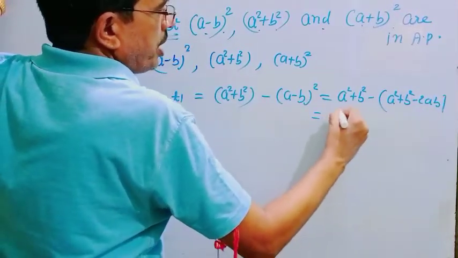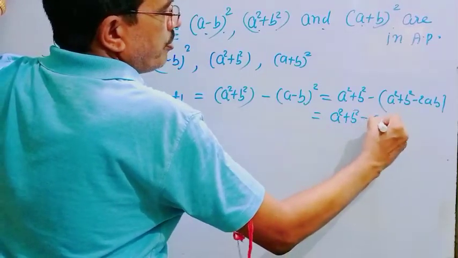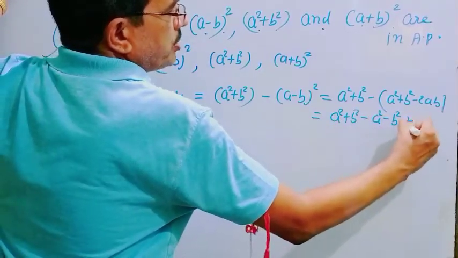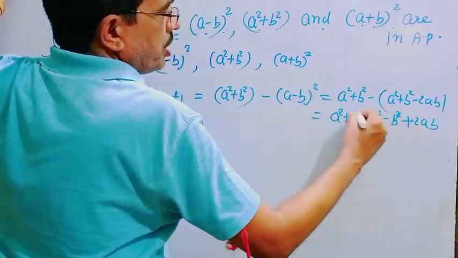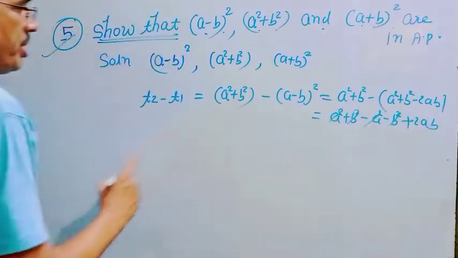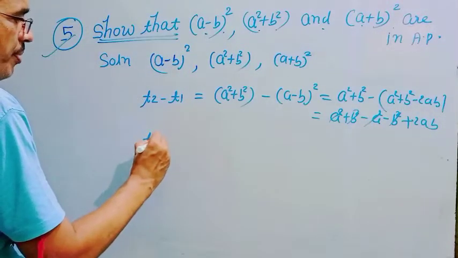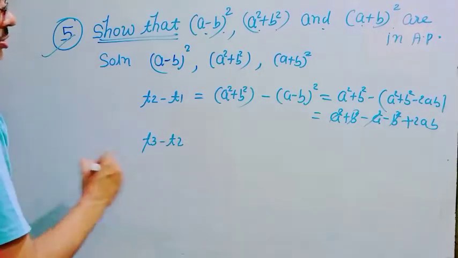Then here is a² + b² − a² − b² + 2ab. It is cancelled, that is 2ab. Similarly, find what is T3 − T2.